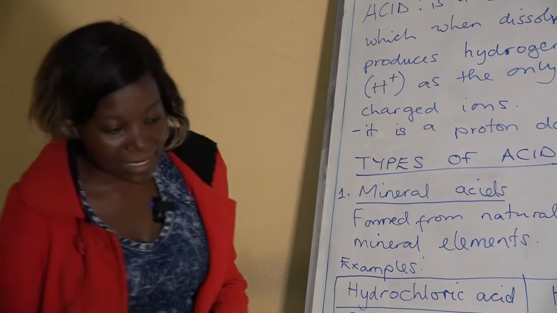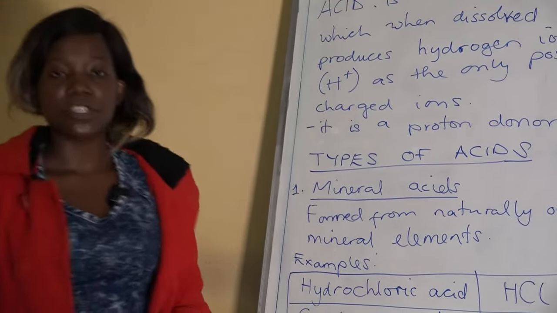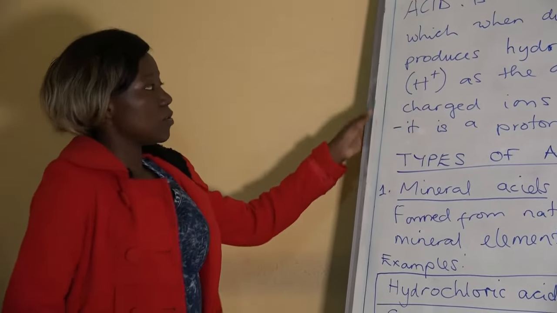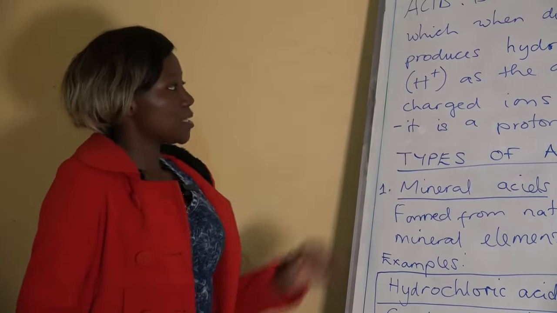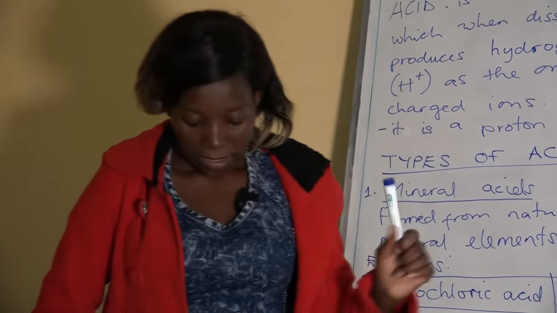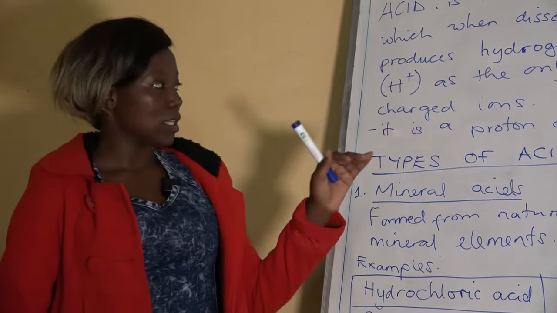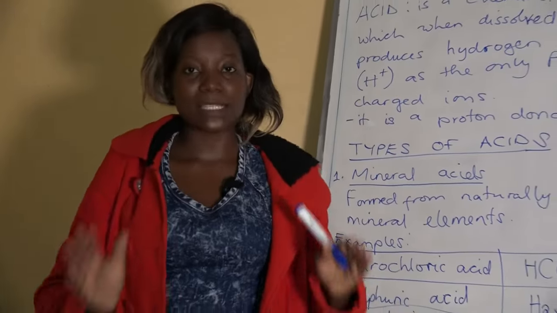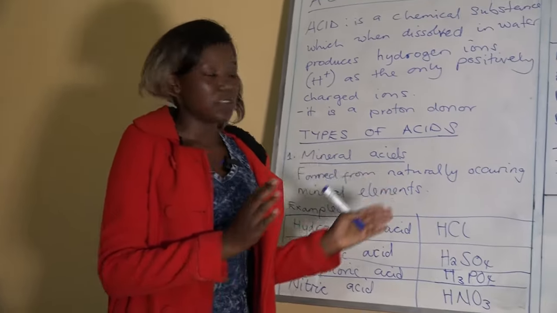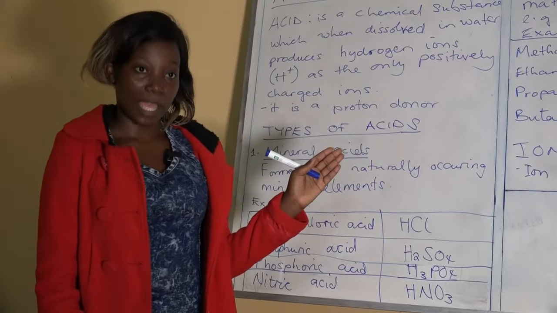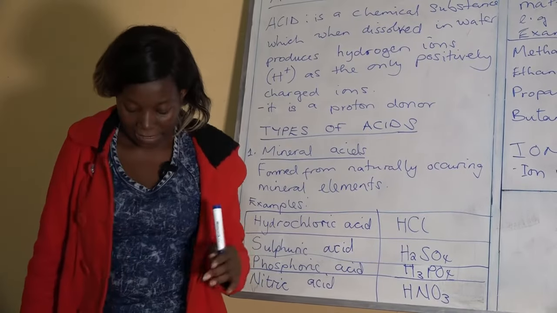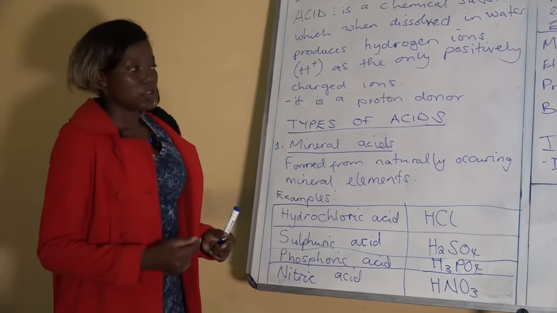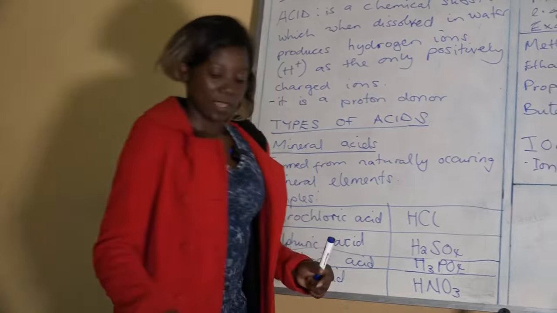Okay? So when acids dissolve in water, they produce hydrogen ions. That is from the definition we have given here. When acids dissolve in water, they produce hydrogen ions as the only positively charged ions. So in ionization of acids, we are simply separating the hydrogen, making it the only positively charged ion from our particular acid. That is what we call ionization. This is the dissolving of acids in water to produce hydrogen ions.